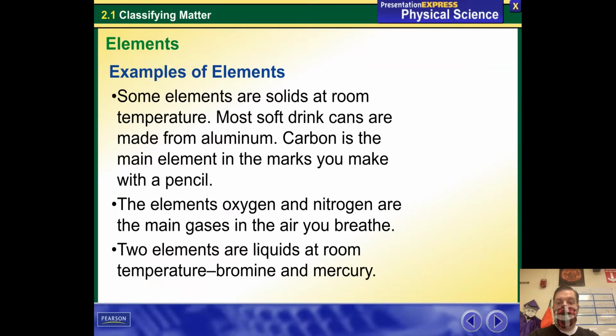Okay. The elements oxygen and nitrogen are the main gases in the air you breathe. Most of the air that we breathe, regular atmospheric air, the majority of it is nitrogen. The second highest concentration, I believe, is oxygen, and our lungs just take the oxygen out. Nitrogen is what we call an inert gas. It doesn't interact with anything. Okay? Wait, is nitrogen inert? I think so. Yeah. I gotta think about it. Anyways, no, it's not. It's not inert. But we don't breathe it in. Okay?